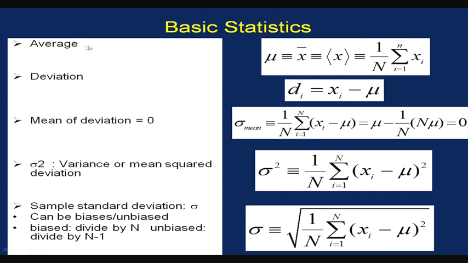So, we have average or mean value, then the individual deviations, which is difference between a particular value and the mean, then the variance or mean squared deviation, and then standard deviation, which is square root of sigma square.